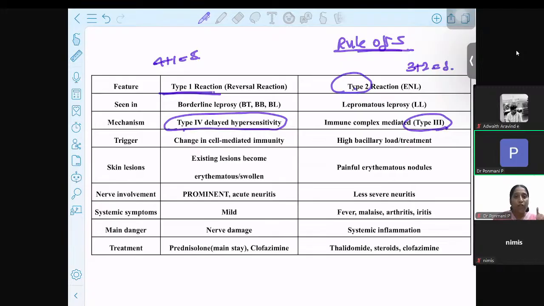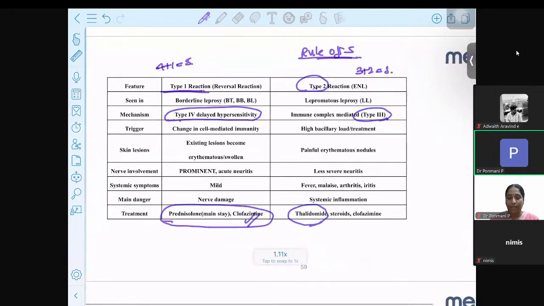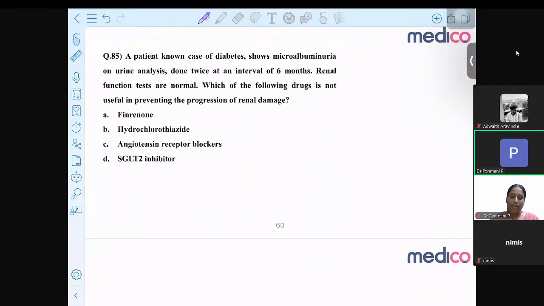And what do you give for type 1? In type 1, steroids form the mainstay of treatment. Other than that, you can give clofazimine. Whereas for type 2, thalidomide comes into the picture. Thalidomide can be used only for type 2 lepra reaction along with steroids and clofazimine. Okay. So now moving to our next question.